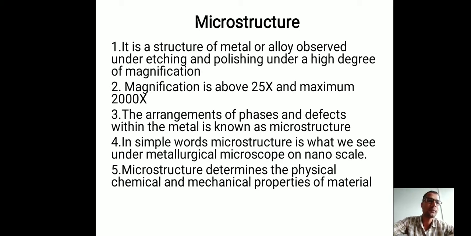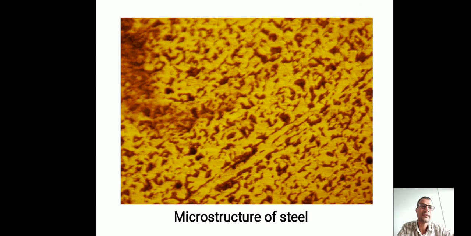See here, this is very important. Why is microstructure required? Because physical, chemical and mechanical properties depend on the microstructure. If we have to check a mechanical property, suppose tensile strength or other properties, it gets more clear with the help of this microstructure. Then this is a microstructure of steel.